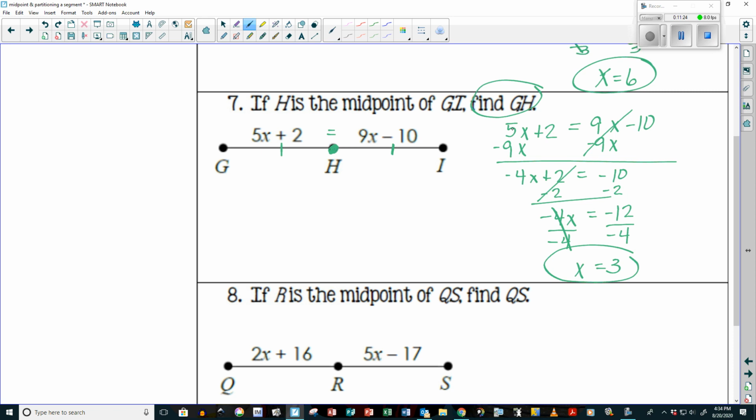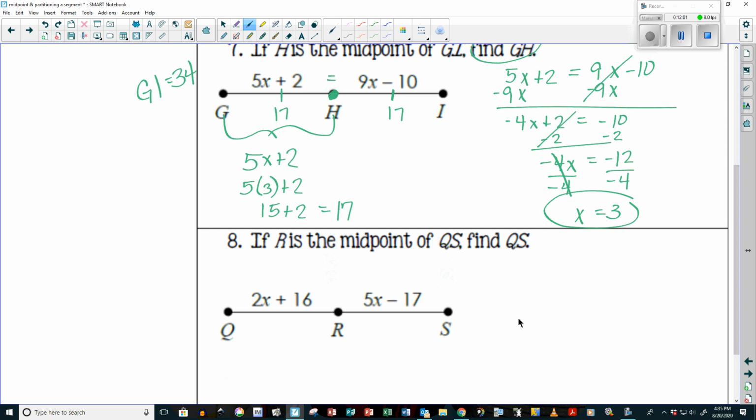Make sure you're answering what it wants you to find. GH is this piece right here. This piece is 5x plus 2. Well, if x is 3, that means 5 times 3 plus 2. So that's 15 plus 2. So GH is 17. So if this piece is 17, well, this piece is 17 because remember they're equal. And if that's the case, then the whole thing, just a little extra bonus information here, is 34. You are going to do number 8 in the question.